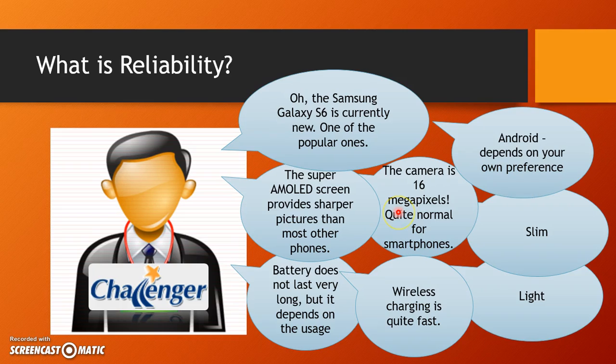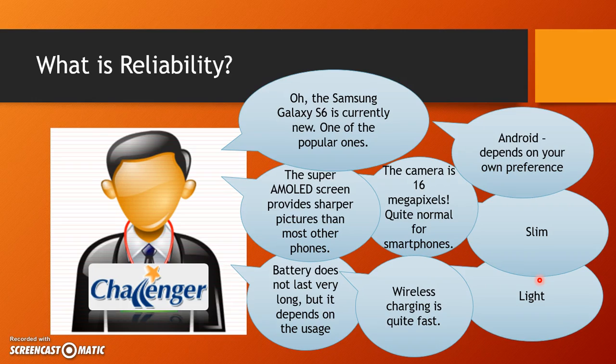The camera at 60 megapixels is actually quite normal for smartphones. The battery life does not last very long, but it actually depends on your usage, how much you use it per day. And it has quite fast wireless charging. It runs on Android, but this depends on your preference whether you like Android or not. And it's slim and light, so it's easy to carry around.